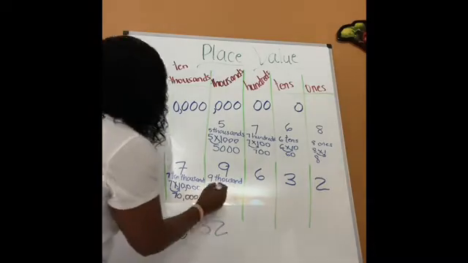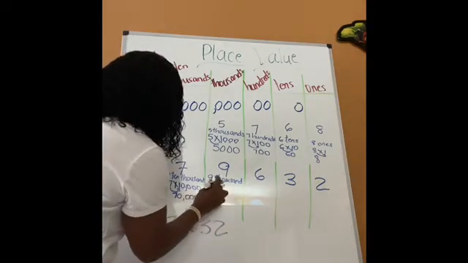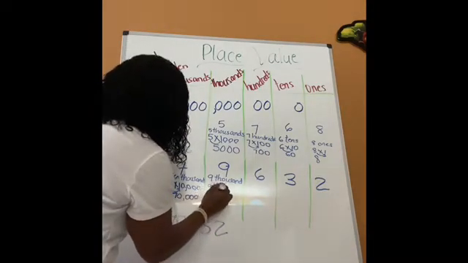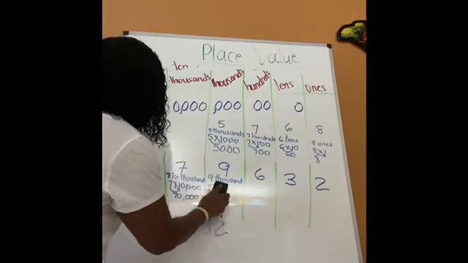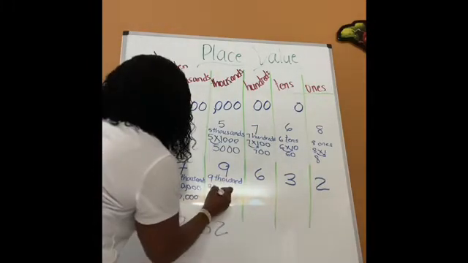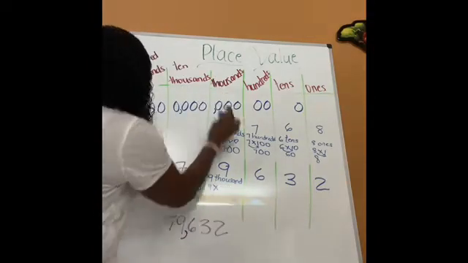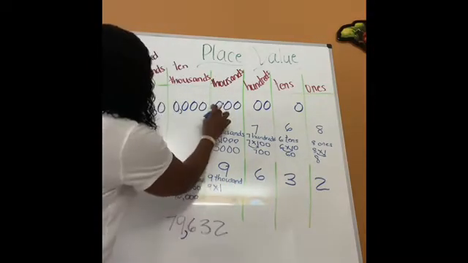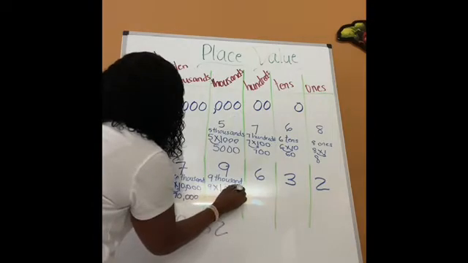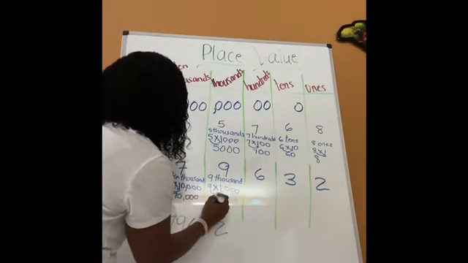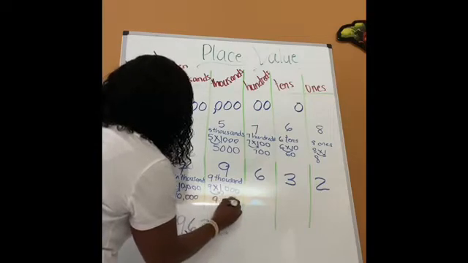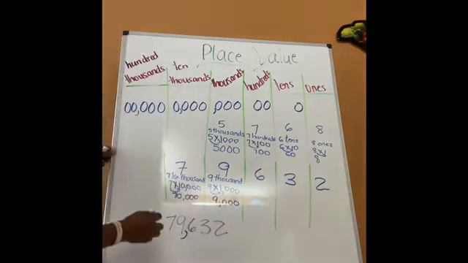Let's go back to this. 9,000. Oh, I have 9,000. 9 times 1,000. So 1 and 3 zeros. And then 9 times 1 is 9, and I put my 3 zeros.